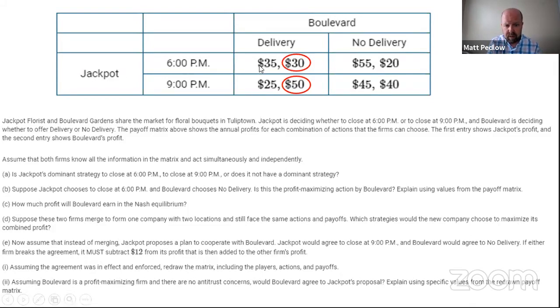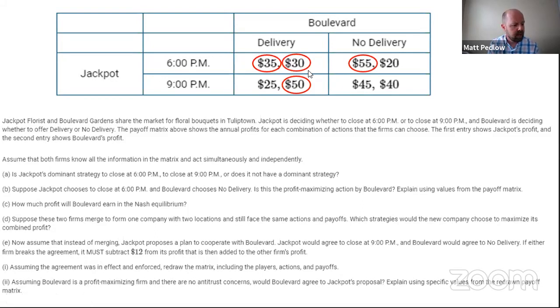Then if Jackpot closes at 6, they get $35. If they close at 9, they get 25. So Jackpot's going to, excuse me, they won't stay open until 9. They're going to close at 6. And then if Boulevard does not offer delivery, 55 is better than 45. So now Jackpot is going to close at 6, meaning they both have dominant strategies. Here's your Nash equilibrium. Life is good.